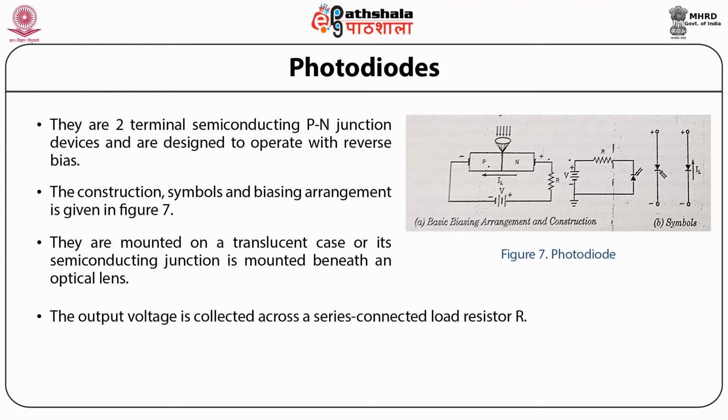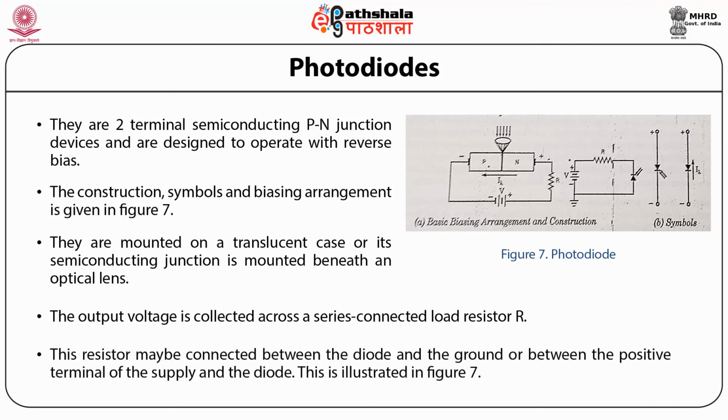The output voltage is collected across a series connected load resistor R. This resistor may be connected between the diode and the ground, or between the positive terminal of the supply and the diode. This is illustrated in figure 7.